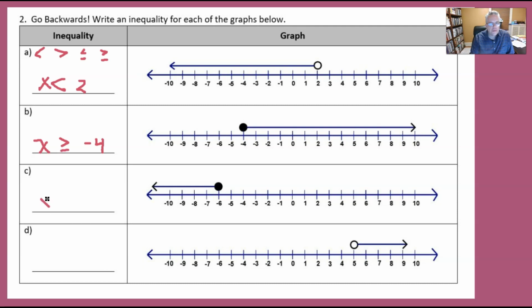All right, let's try this one. X, -6, it's solid, so I know it has the equals. It's going to the left, so this is less than or equal to. All right, on this one, let's put x and 5, the boundary point, and this is going to the right. It's hollow, so it doesn't have the equals. This is x greater than 5.